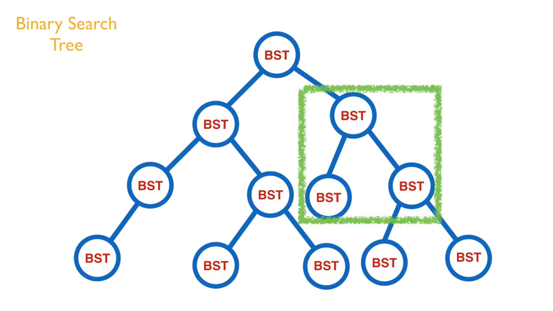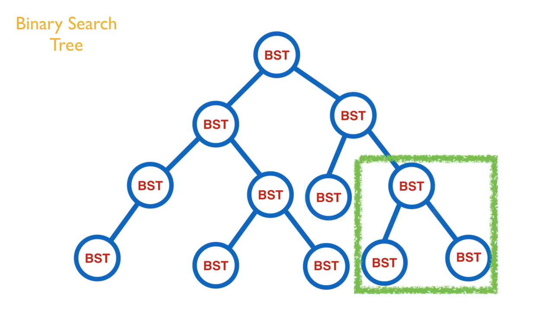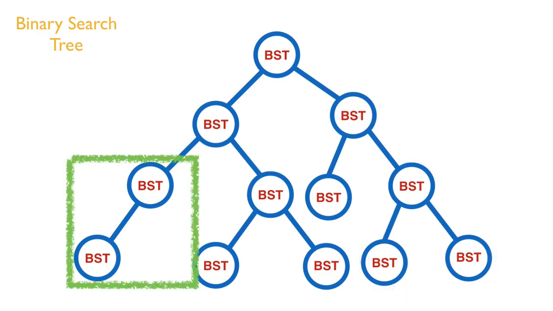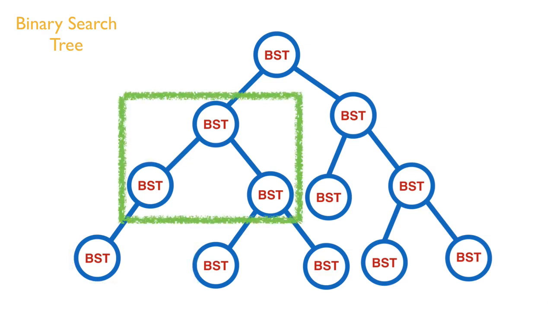This is a binary search tree. This is a binary search tree. This is a binary search tree of only a parent node and one child node. This is a binary search tree, and so on. So that is how our binary search tree is going to be organized.